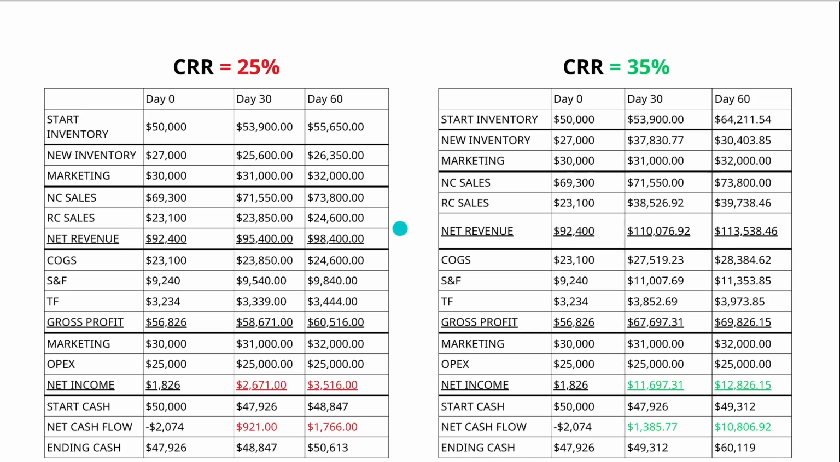What impact that has is revenue goes from 98 to 113. Gross profit goes from 60 to 69. There was no increase in fixed expenses.